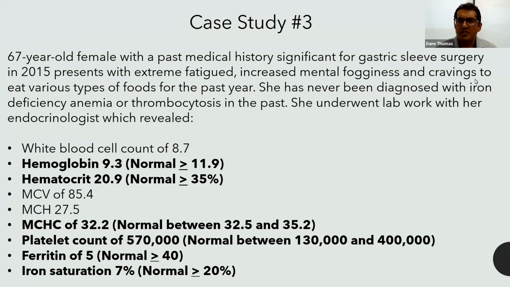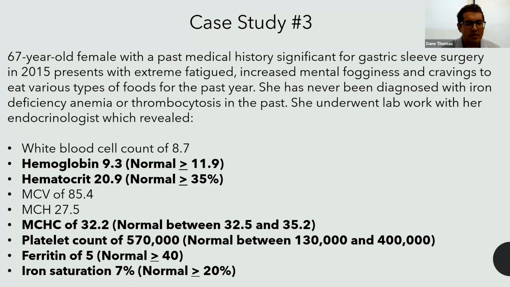Let's talk about another case study. A 67-year-old female with a past medical history significant for gastric sleeve surgery in 2015 presents with extreme fatigue, increased mental fogginess, and cravings to eat various types of foods for the past year. She has never been diagnosed with iron deficiency anemia or thrombocytosis in the past. She underwent lab work with her endocrinologist, which revealed the following.